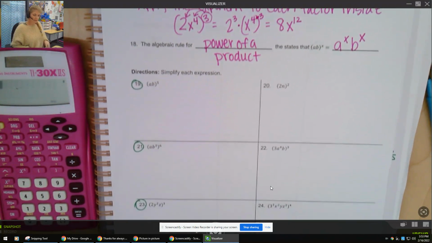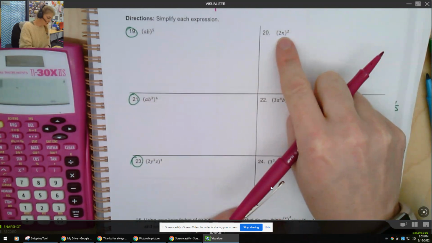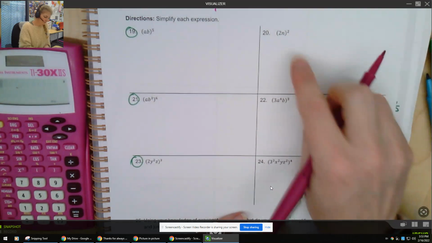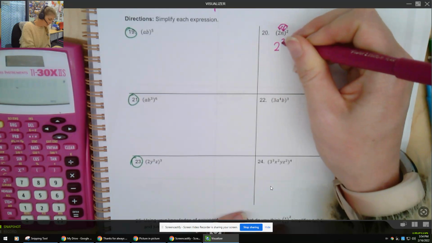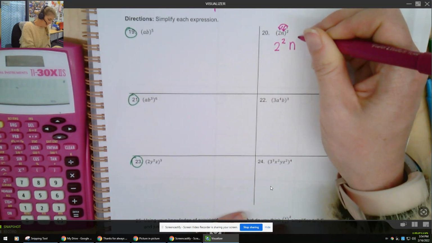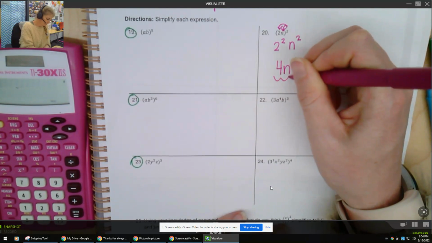We're going to do some examples. I'm going to do some with you, and then you're going to do some on your own. So the first one is (2n)^2. So here, that exponent on the outside belongs to each factor, so it's 2 to the second times n to the second, which gets you 4n^2.